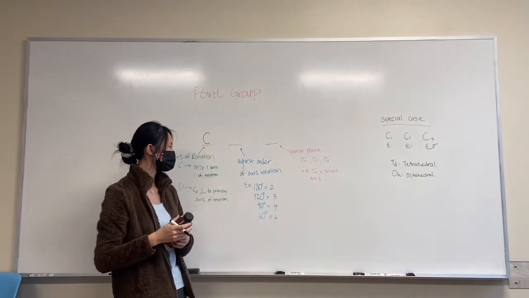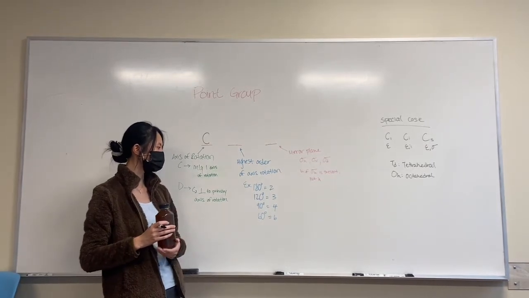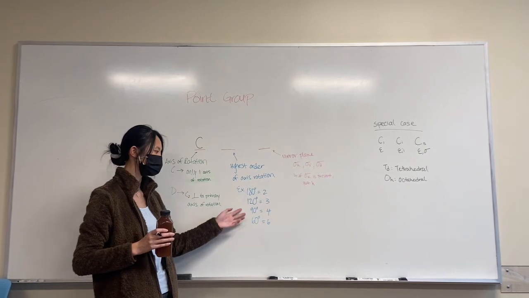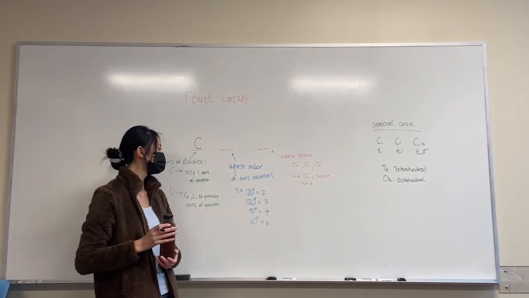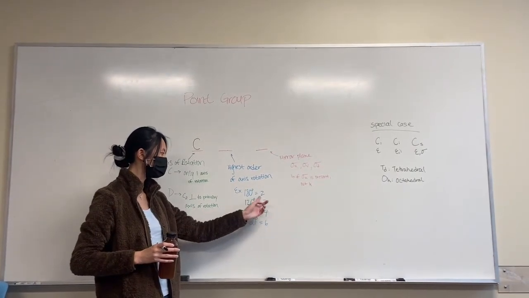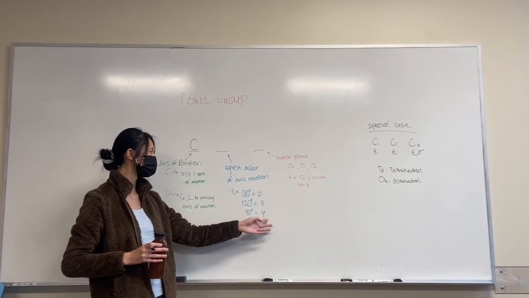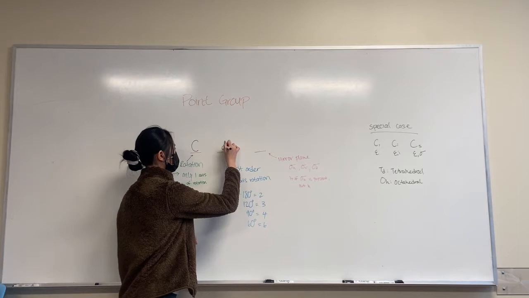Next up is the highest order of axis rotation. As I stated before, this bottle, you could rotate it 180 or 90 degrees to get that symmetry. So with 180 equals to 2 and 90 equals to 4, 4 being the highest, this will be a C4.